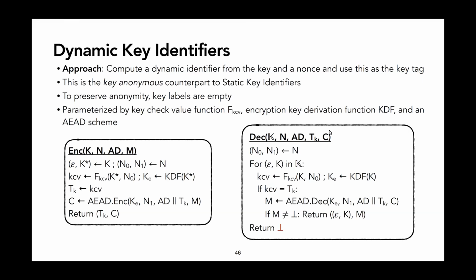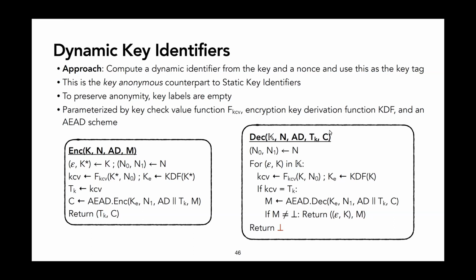This is again parameterized by a key check value function, an encryption key derivation function, and an AAD scheme. So encryption now computes the key check value using a nonce, and the key check value itself is the key tag. Decryption will iterate again through the key vector, compute the key check value, and compare that to the input key tag. And if that matches, we'll try to decrypt with the AAD scheme.